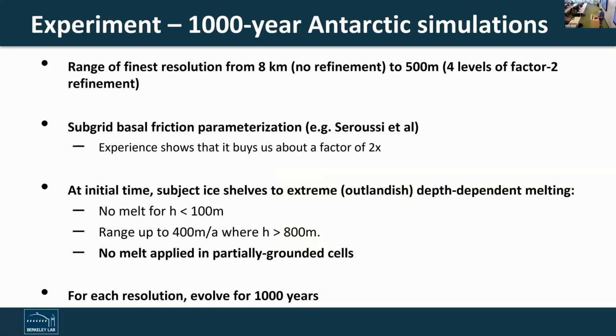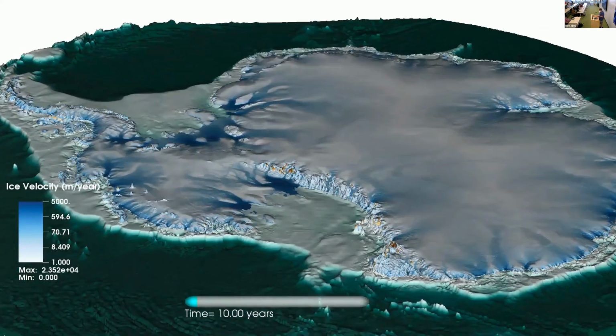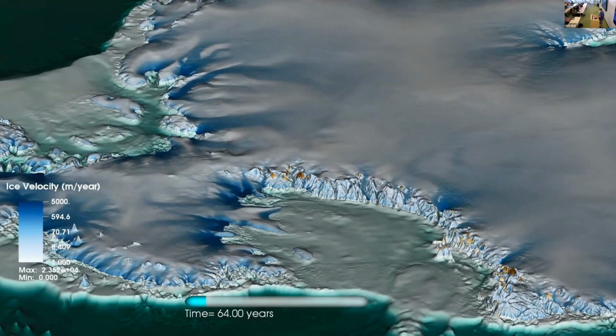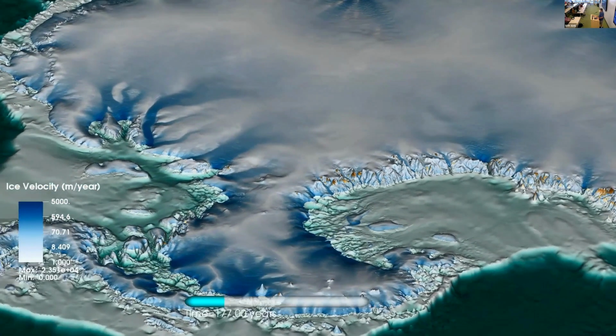And then at the initial time, we basically hit these ice shelves with a hammer. We do this outlandish, massive melting, it's not realistic at all, it's really extreme, but the idea is to hit the Antarctic with a hammer and make it respond. And then we evolve this for 1,000 years for each of these cases. And here's what happens in one of the cases, the most resolved case. The point is that you can see what happens. We basically clobber the ice shelves very quickly, and then you have this massive retreat, basically driven by the fact that we've lost all this buttressing.